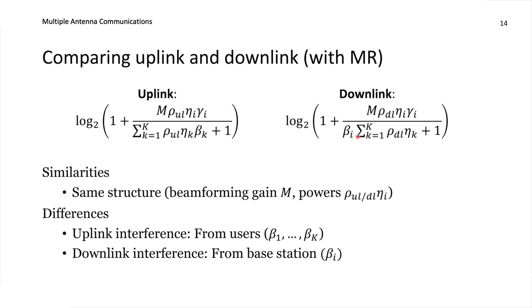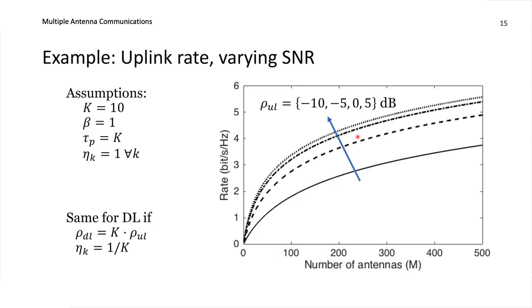I will now wrap up this lecture by considering four simulation examples where we're considering both the uplink and the downlink. So let's consider first the uplink rate with varying signal-to-noise ratio. So I'm assuming that we have 10 users. All of them have, for simplicity, the same value beta equal to 1 as their large-scale fading coefficients. Tau p is equal to K, so that's the minimum length of the pilots that we can have. One pilot per user requires a pilot length equal to K.